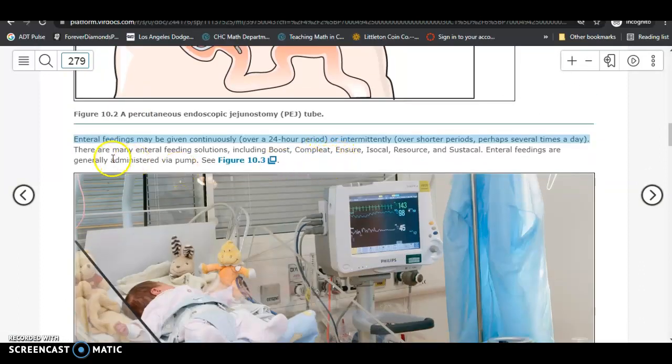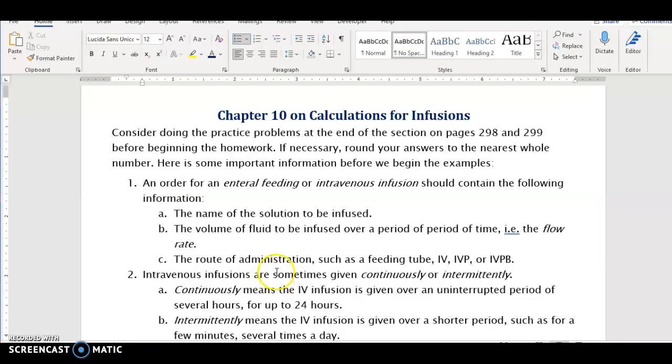Enteral feedings may be given continuously, which is over a 24-hour period, or intermittently, over shorter periods, perhaps several times a day. That's also true for intravenous infusions. Intravenous infusions may also be given continuously or intermittently. An enteral feeding or intravenous infusion order should contain the following information. It should have the name of the solution that is being infused into the patient's body.